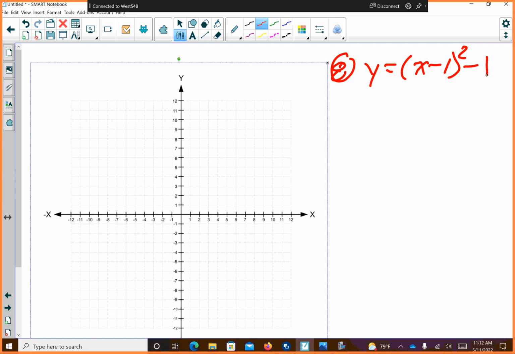First off, does this open up or down? Opens up. So go and take a look at your choices. Any that open down, cross them off right away. They're not going to be the answer. Okay, this is already put in vertex form.